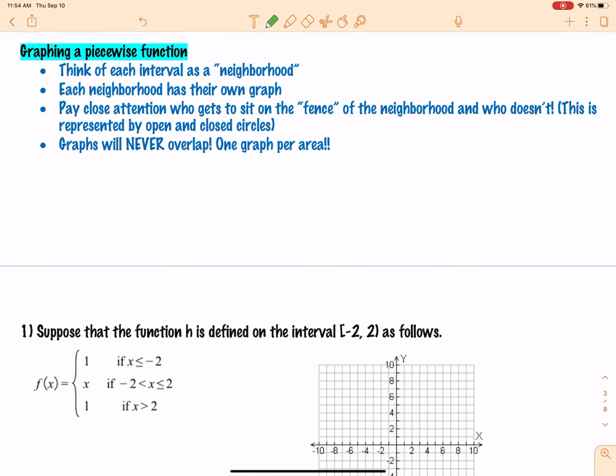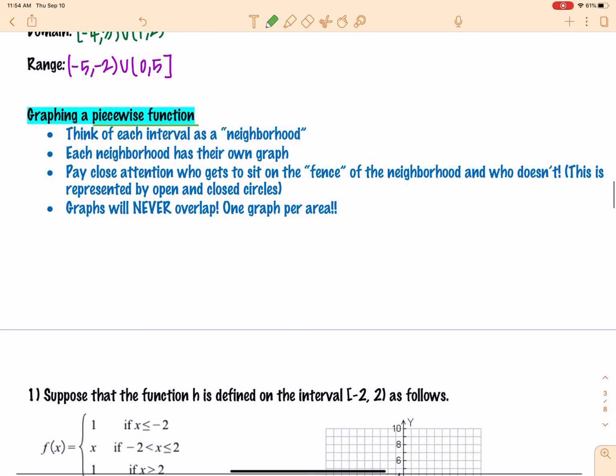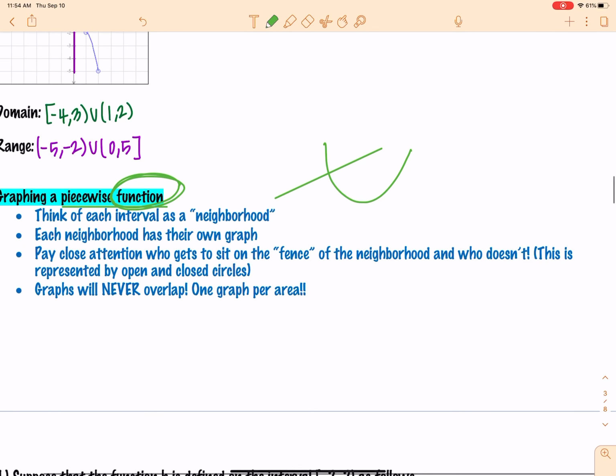So again, a piecewise function is just pieces of functions. And the key word here is function. Remember when we learned about functions, it needs to pass the vertical line test, meaning these graphs are not going to overlap at all. So you're not going to be getting things that overlap like this. You're going to have part of a function and then another part of a function and then something else. They don't overlap. They would always pass the vertical line test.